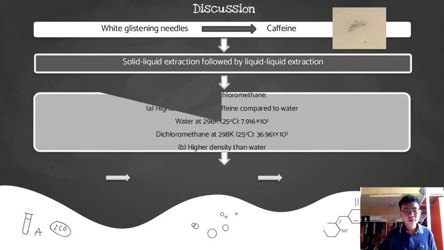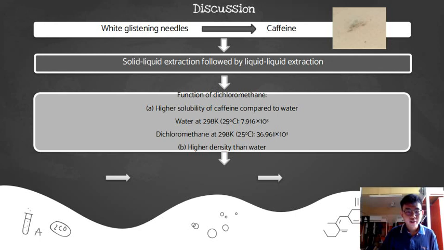The reason we use dichloromethane in this experiment is the high solubility of caffeine in it compared to water. Based on the data that we obtained from an article, the mole fraction solubility of caffeine in water at 25 degrees Celsius is 7.916 times 10 to the power of 3, while the solubility of caffeine in dichloromethane at 25 degrees Celsius is 36.961 times 10 to the power of 3.